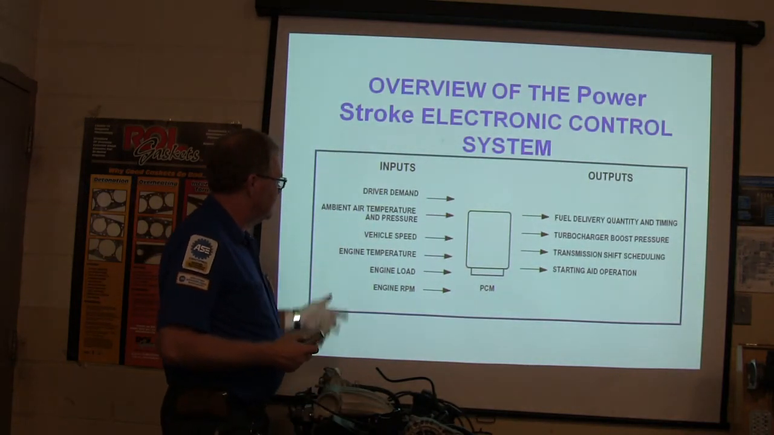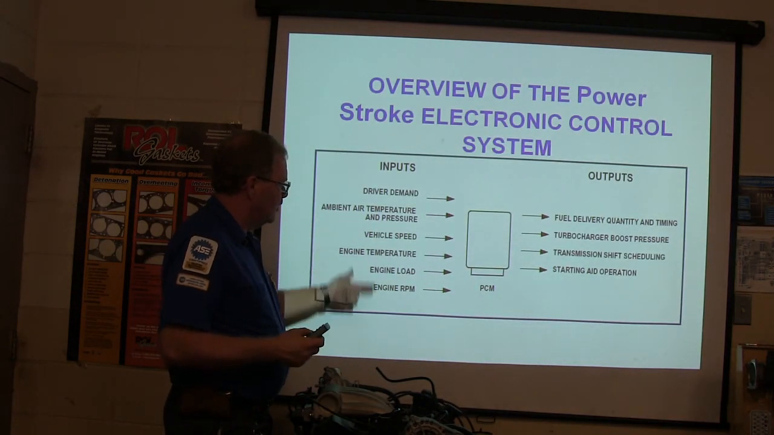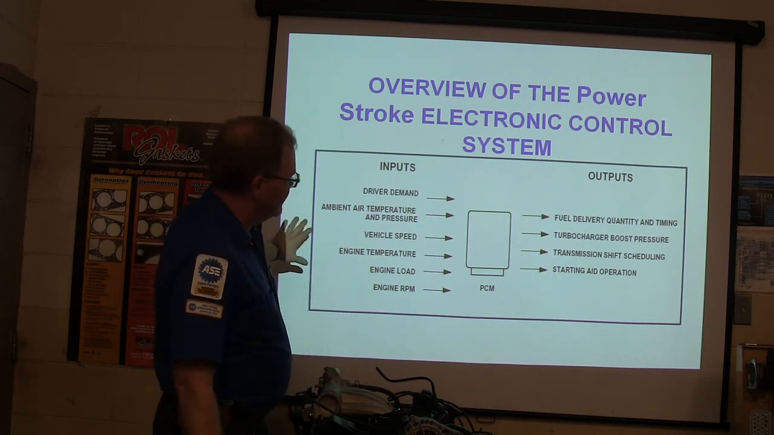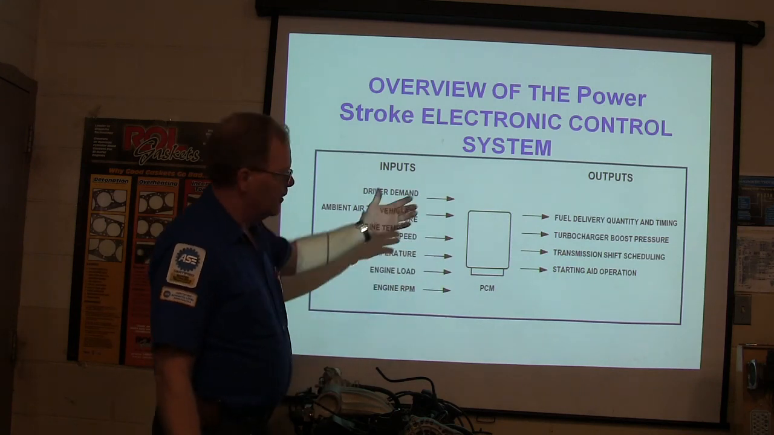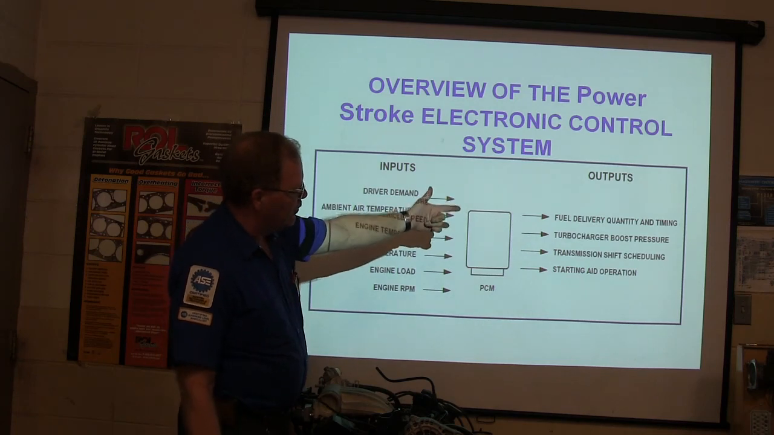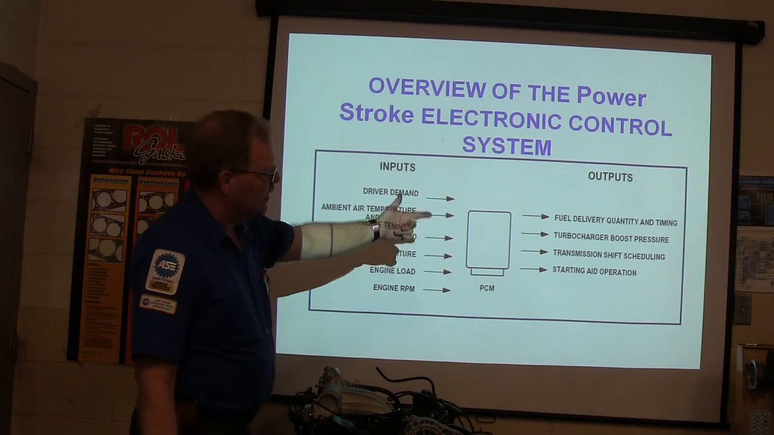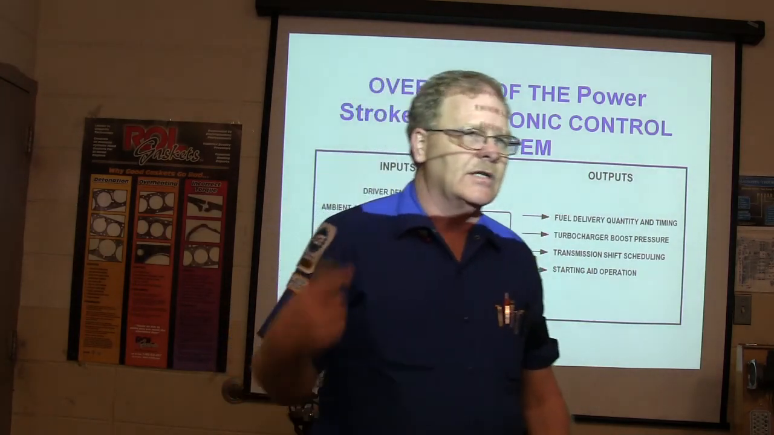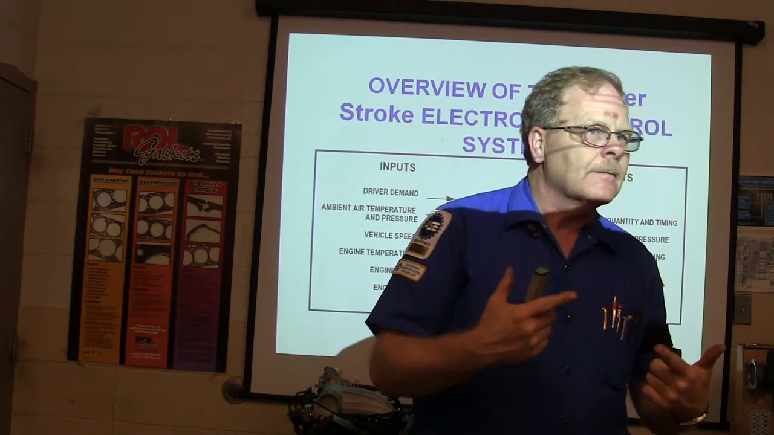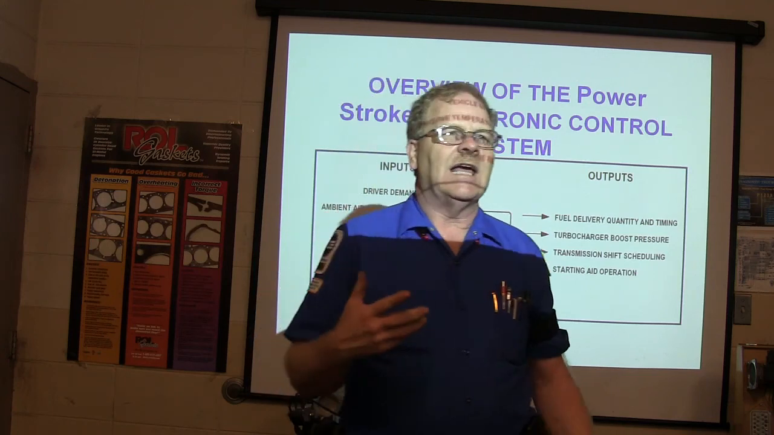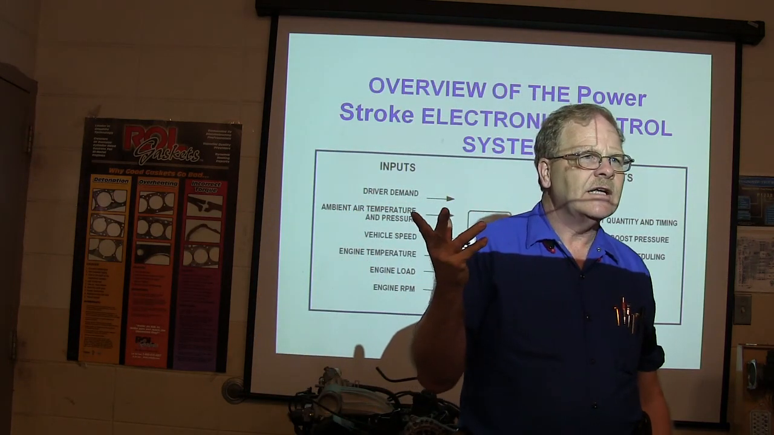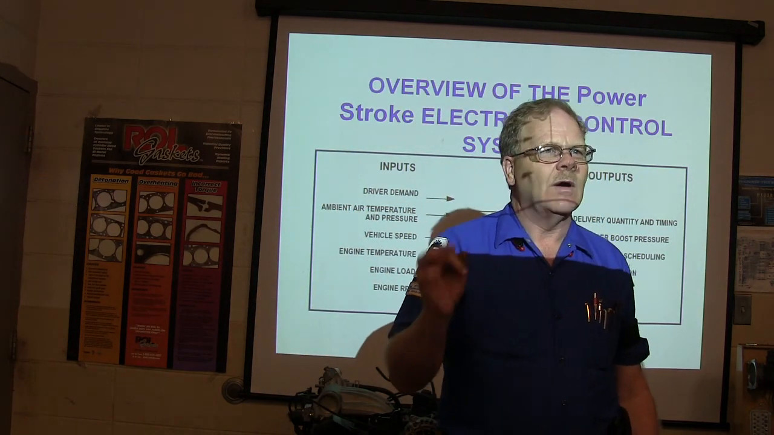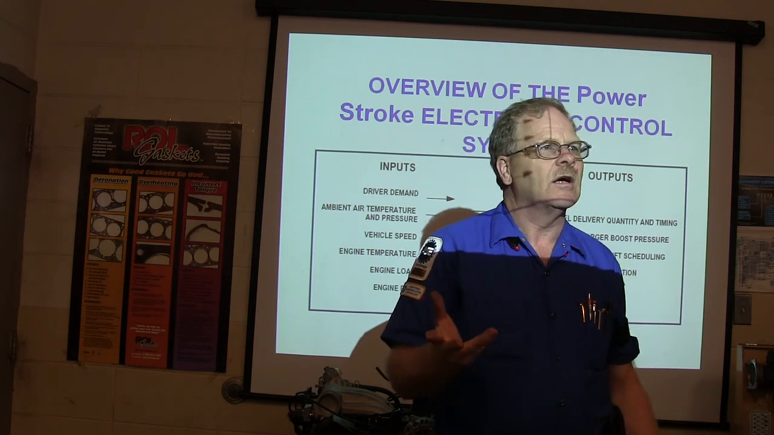Vehicle speed, engine temperature, engine load, engine RPM. All of this is going into the PCM. The PCM is going to process all of this. It's going to come out to fuel delivery, quantity and timing, turbocharger boost pressure, transmission shift scheduling, and starting aid operation. On a diesel, you have the wait to start light and the glow plugs burn.